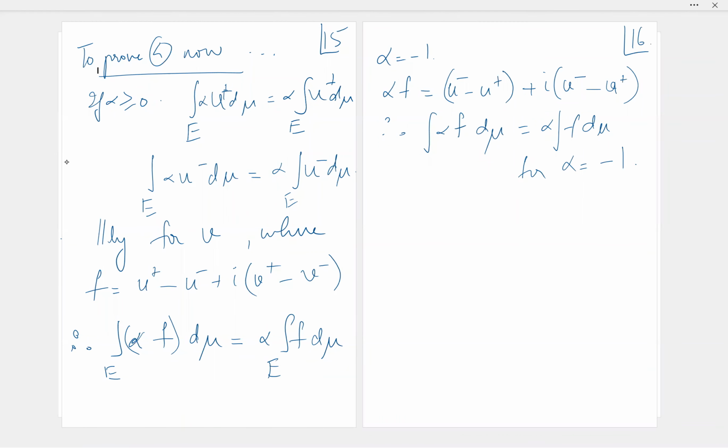What I'm saying is, we have seen this for alpha greater than zero, and we saw it for alpha minus one. Similarly, can you think of some value of alpha different from these two, obviously, for which we can straight away write? For alpha equals i? Exactly. And why is that? A similar thing. So what will be alpha f? U and v will get interchanged. i u minus v. It is i into f. So i u plus i u minus v.